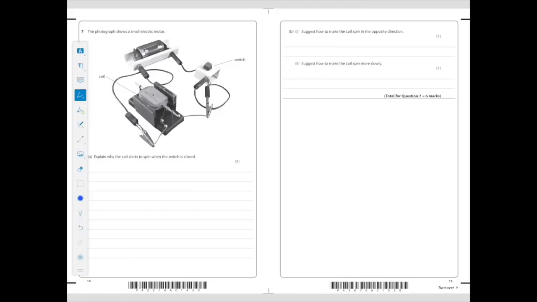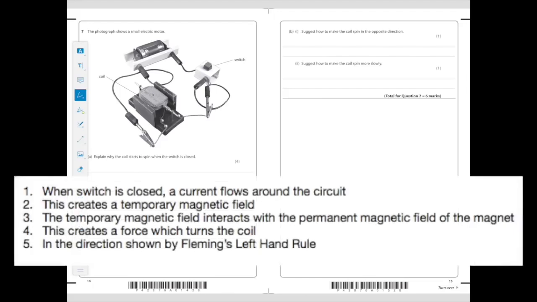The photograph shows a small electric motor. Explain why the coil starts to spin when the switch is closed. Remember, this is a magnetism question, so this is an answer which you can definitely rote learn. So what you want to say is when the switch is closed the current flows around the circuit. This creates a temporary magnetic field around the magnet, which you can see is near the coil. It's stuck in the coil, so right here is where the magnet is. So this temporary magnetic field interacts with the permanent magnetic field of the magnet, which creates a force, and that force is what is used to turn the coil. And you can mention Fleming's left-hand rule just for an extra mark.